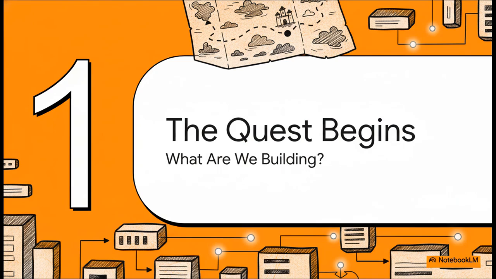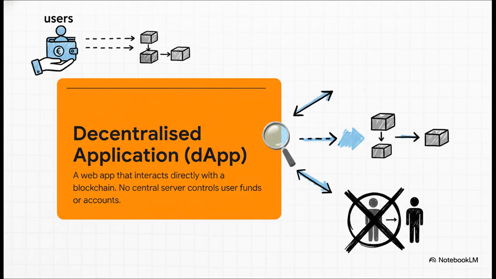Okay, so every good quest needs a map, right? Let's start there. We're going to get a high-level view of the dApp we're about to build and its core features. What's the destination? First things first, what even is a dApp? Well, you can think of it as a web app where the blockchain is the backend. But the key difference, the real game changer, is decentralization. It means users control their own funds directly, through their own wallets. There's no central authority, no middleman, it's just them and the network.